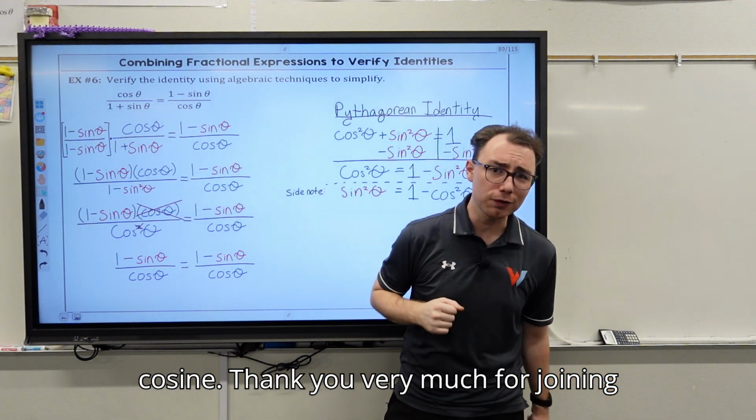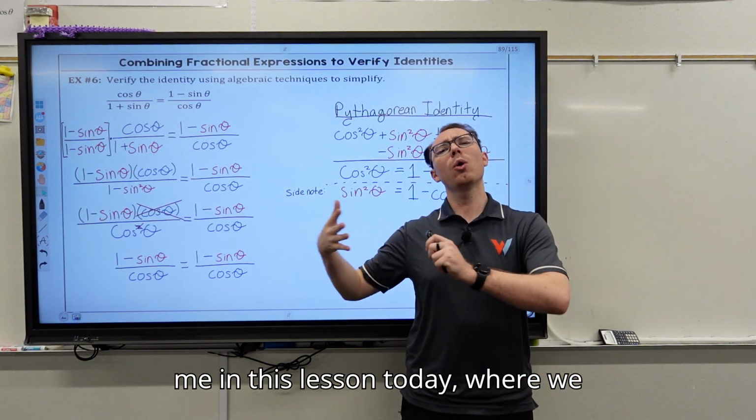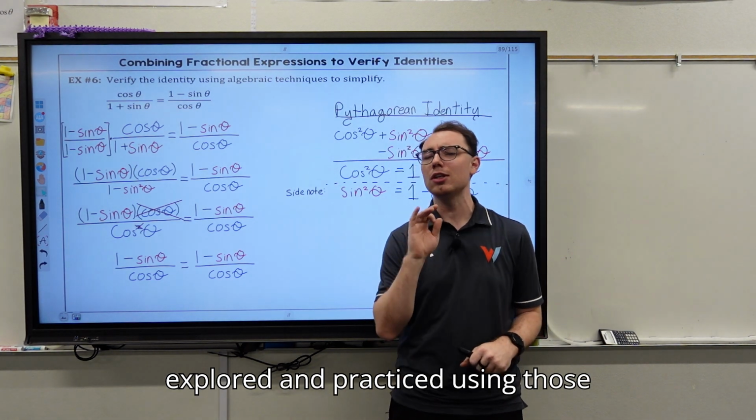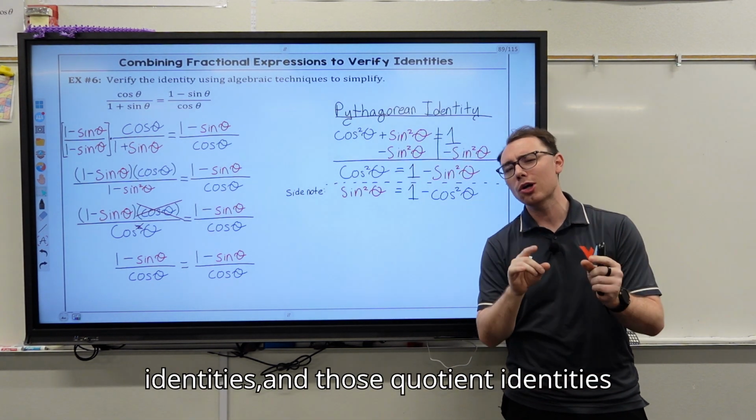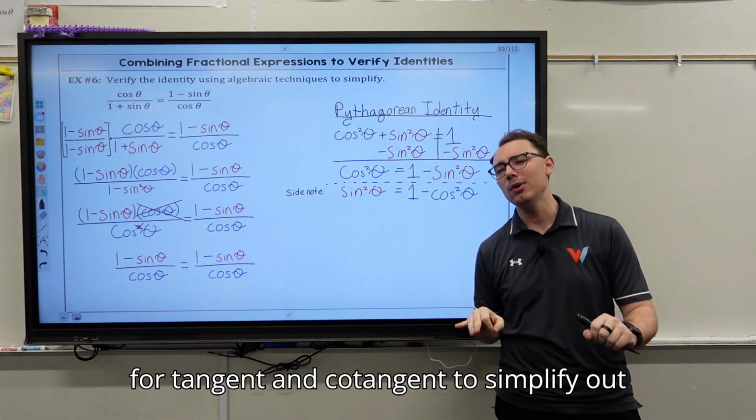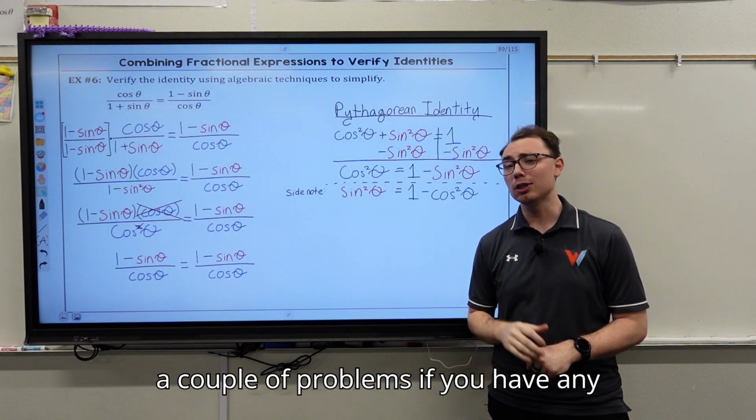Thank you very much for joining me in this lesson today, where we explored and practiced using those Pythagorean identities, those reciprocal identities, and those quotient identities for tangent and cotangent to simplify out a couple of problems.